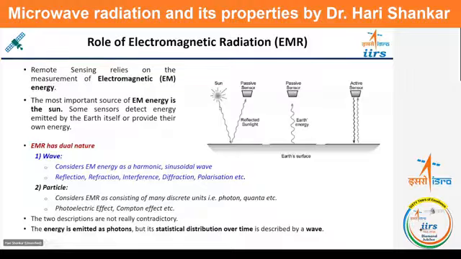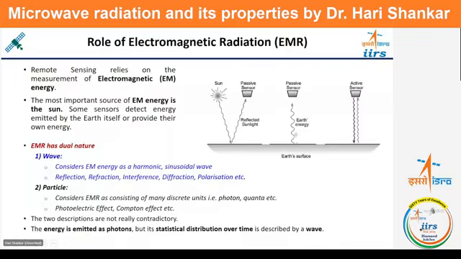When this energy comes to the earth surface, what happens? Part of it is absorbed by the earth surface. Whatever energy is absorbed by the earth surface, according to Kirchhoff's law, is emitted later on. That emission is shown in this particular diagram.